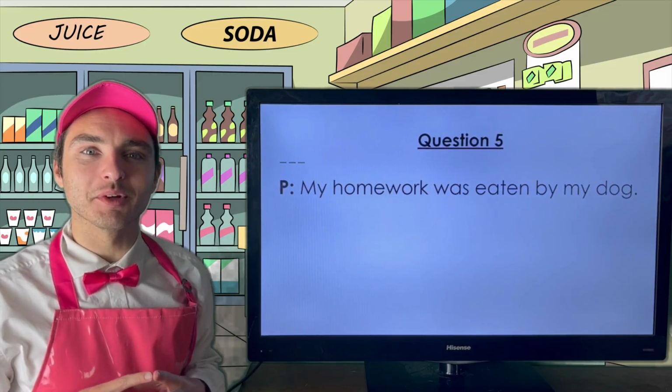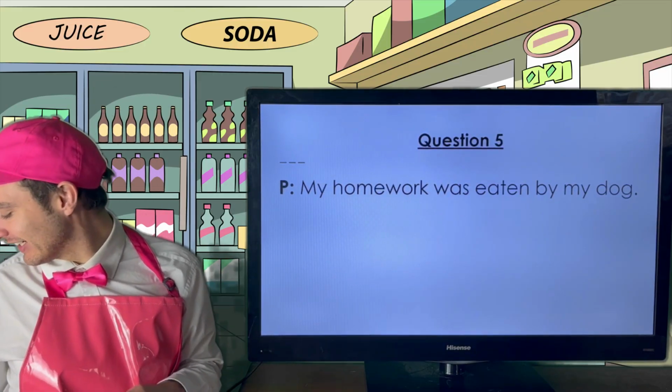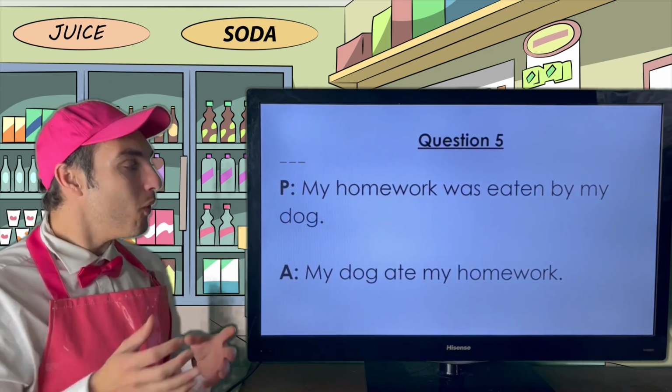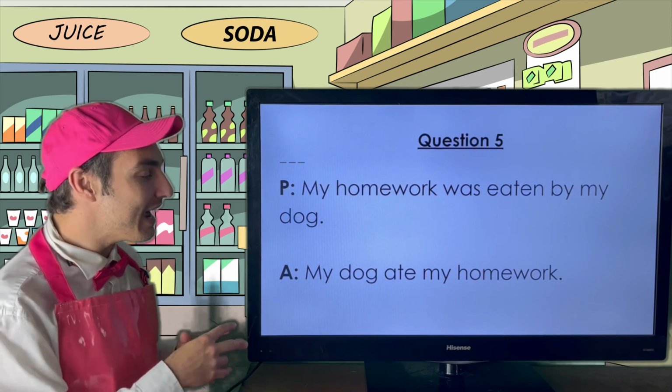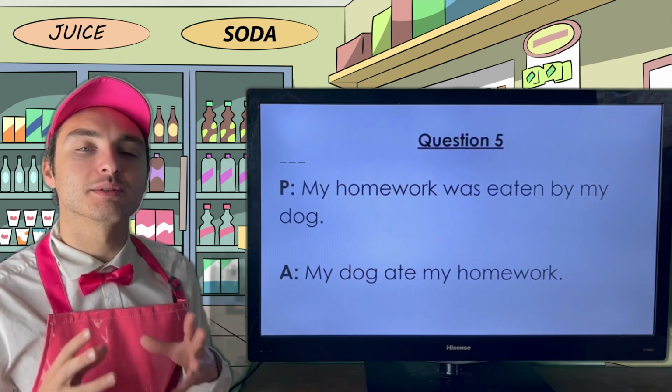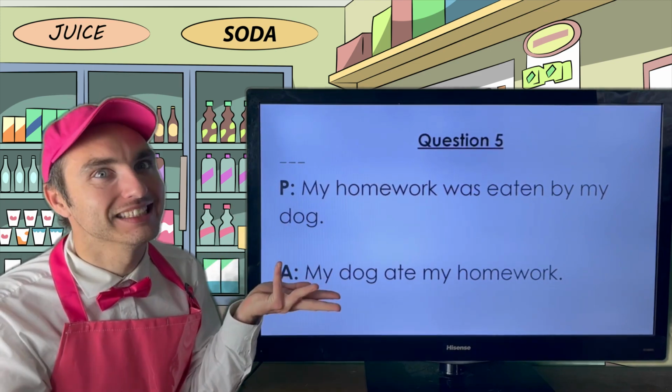What did you get, grammar goodies? Here's the answer. The answer is, my dog ate my homework. Here, we have the subject of my dog, the main verb ate, and the object, my homework. What a classic excuse.